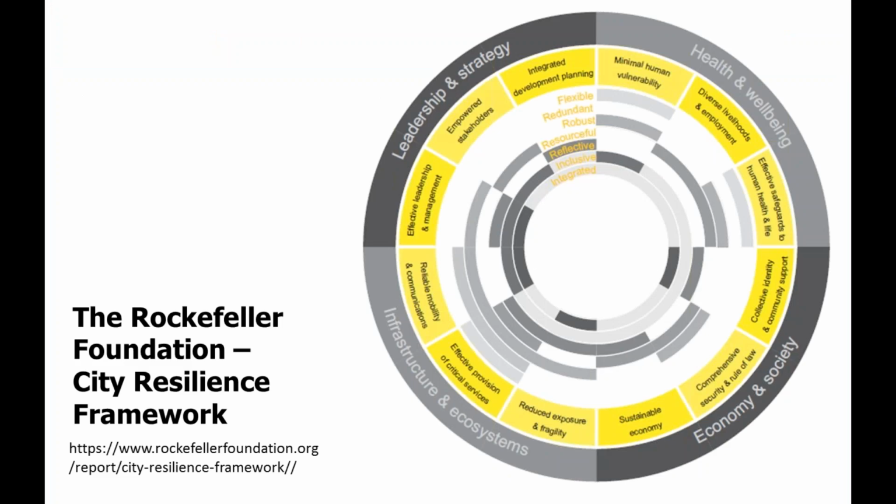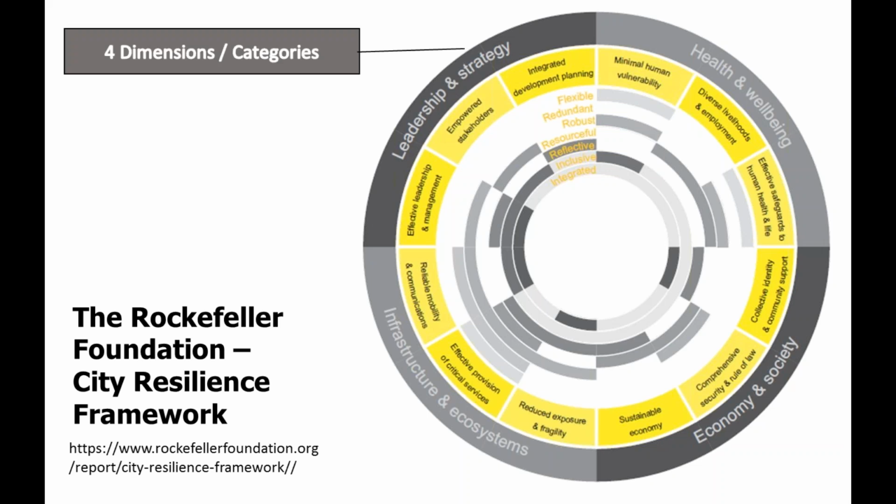They have put together this model that they use. So this is their framework. It's a picture of their framework, and then they have taken this framework and created their index from it. So this framework has 4 dimensions or categories, which are leadership and strategy, health and well-being, economy and society, and infrastructure and ecosystems. They've also developed 12 goals. So within each dimension or category, there are 3 goals for each.